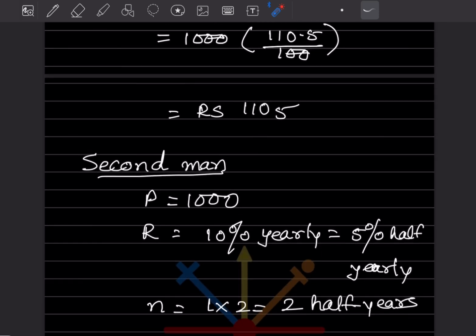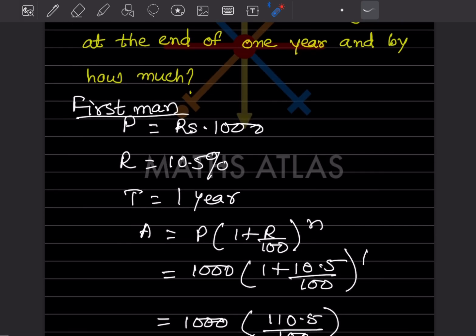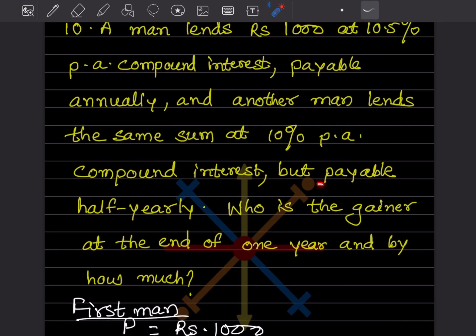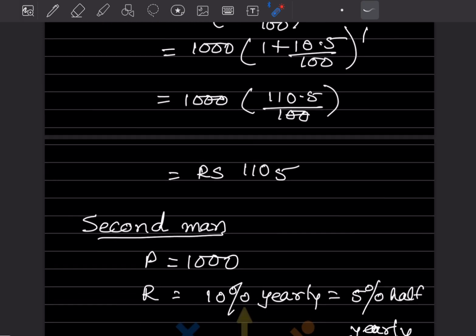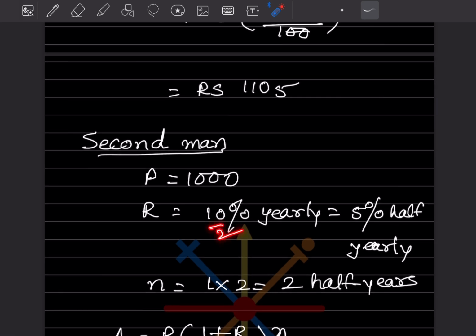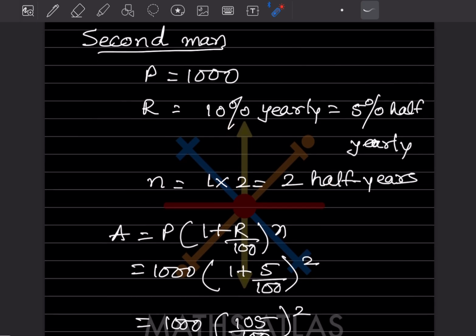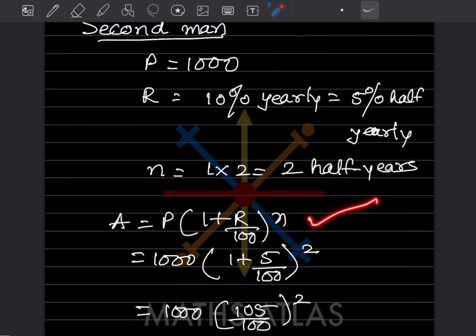So now let us see for the second man, that is P is 1,000, but R is 10 yearly, but then it is said payable half yearly for the second one. So we are going to divide it by 2, so that will be 5% half yearly. And the number of years, this you are going to multiply by 2. Here you are going to divide by 2, here you are going to multiply by 2, that will be 2 half years. Again, you are going to use the same formula.